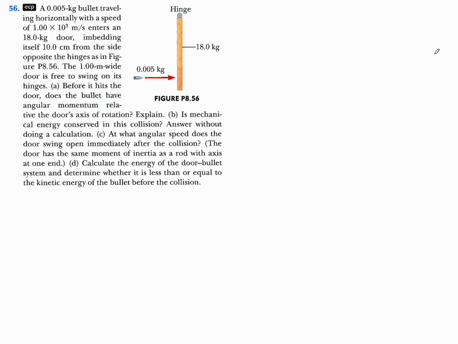So for number 56, we've got a 5 gram bullet traveling horizontally with a speed of 1,000 meters per second. It hits an 18 kilogram door, embedding itself 10 centimeters from the side opposite the hinges. The 1 meter wide door is free to swing on its hinges.